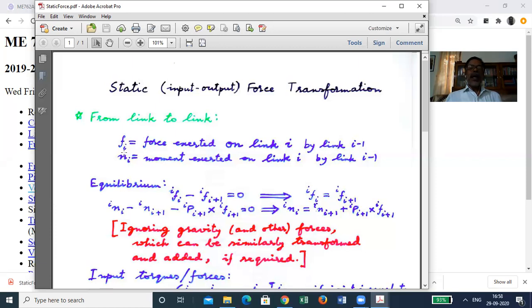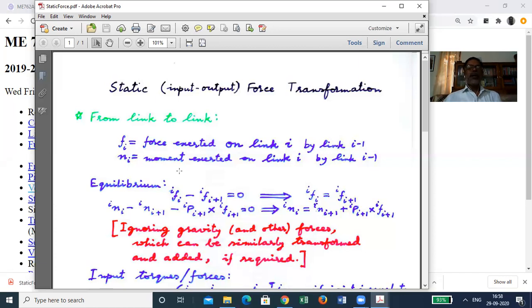So we take Fi as the force exerted on link I by link I minus 1. Okay. So the link N will be giving to the environment. That is the force we are denoting with Fi. Okay. Similarly, Ni is the moment exerted on link I by link I minus 1. And at the end, it will be link N by link N to the environment.